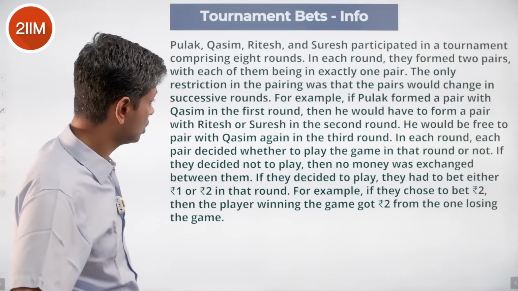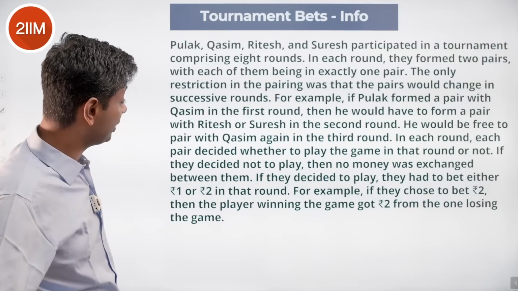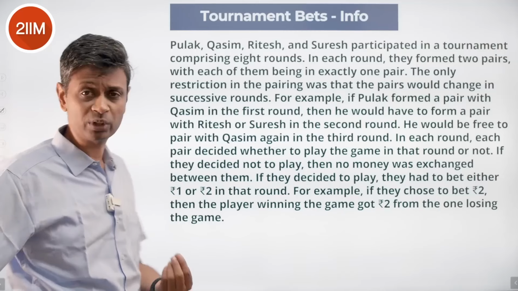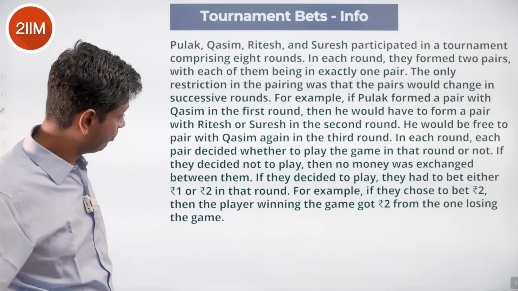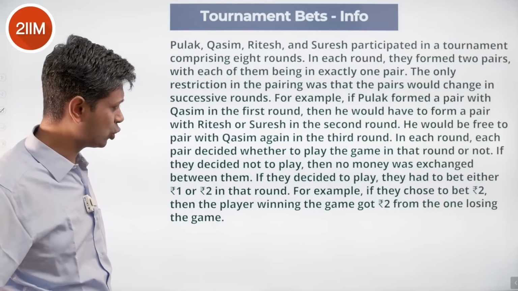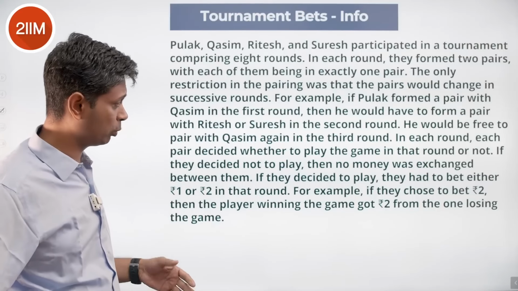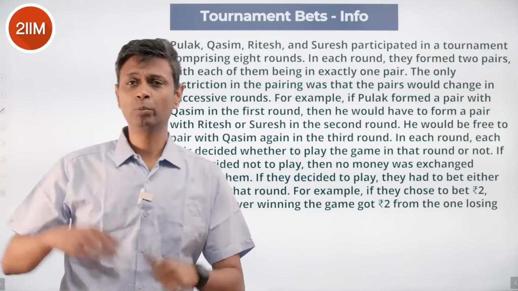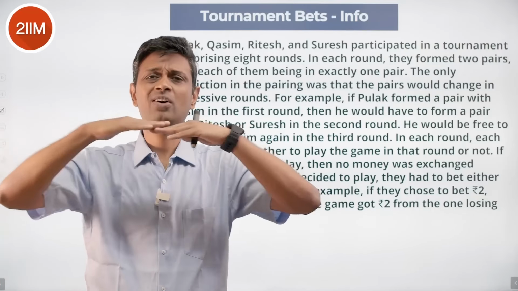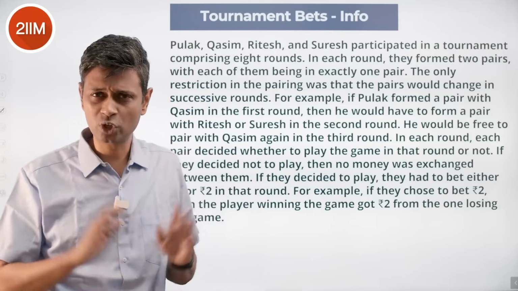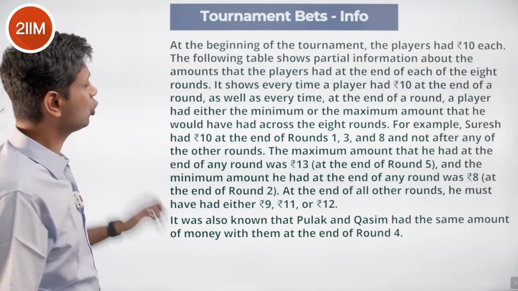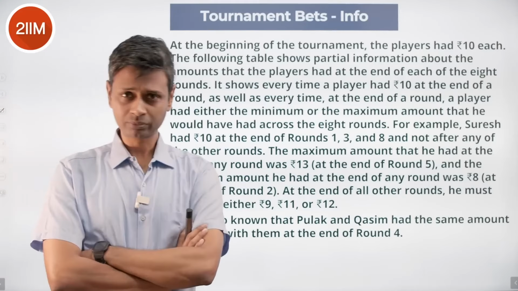That's fine. In each round, each pair decided whether to play the game in that round or not. If they decided not to play, then no money was exchanged between them. If they decided to play, they had to bet either 1 or 2 in that round. For example, if they chose to bet 2, then the player winning the game got 2 rupees from the one losing the game. So 2 people play the game. It could be either +2 -2, +1 -1, or no money exchanged. That's usually the status of the game. They can say, look, I'm not playing, 0. At the beginning of the tournament, the players had rupees 10 each.